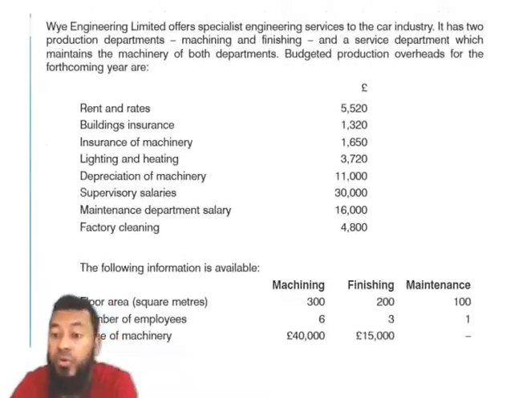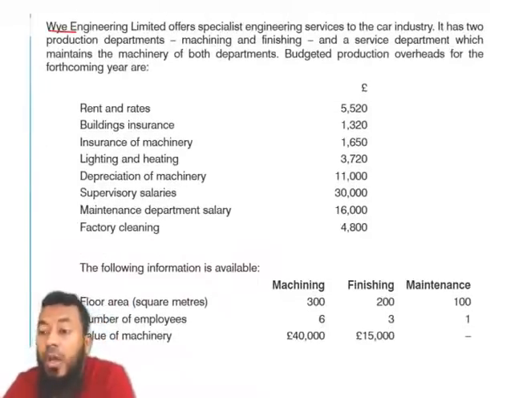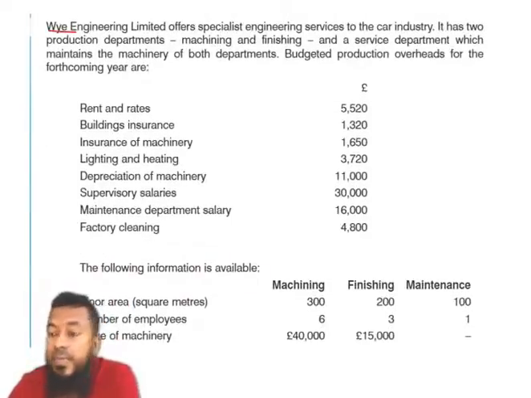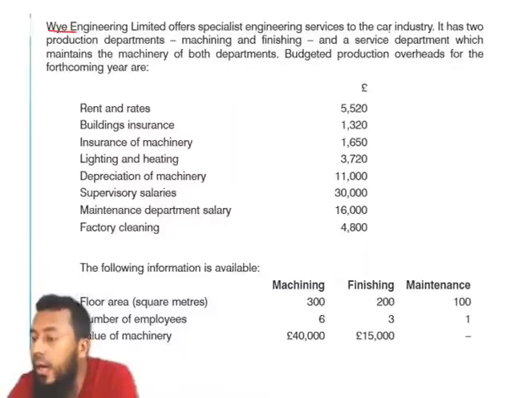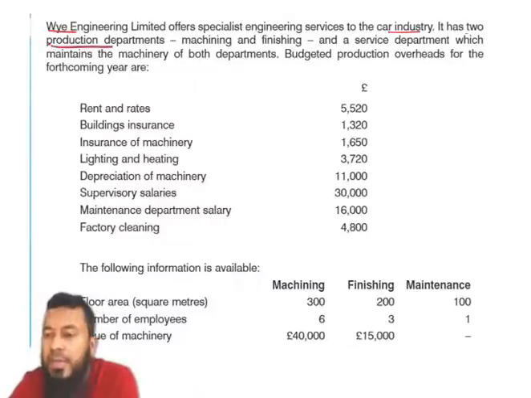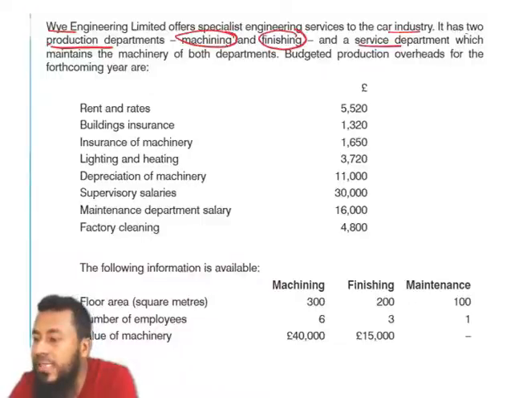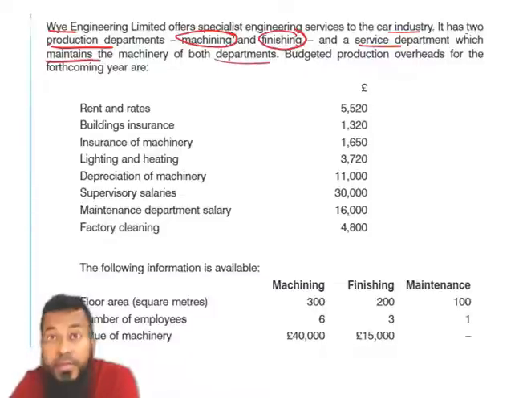The question is about Y Engineering Limited, which offers specialist engineering services to the car industry. It has two production departments, one is machining, another is finishing, and one service department which maintains the machinery in both departments. So it sounds like a maintenance department. Budgeted production overhead for the forthcoming year.